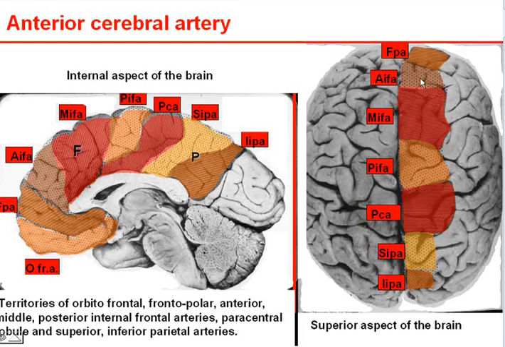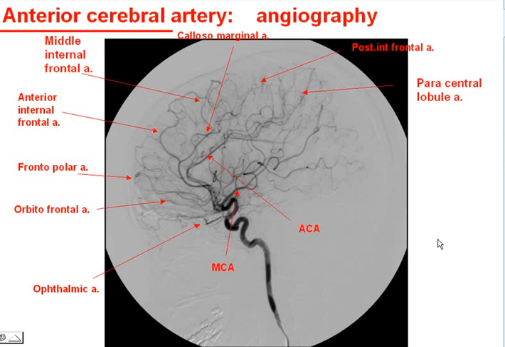And then each vessel is vascularized very constantly in those territories, and the border is divided by the superior frontal sulcus.